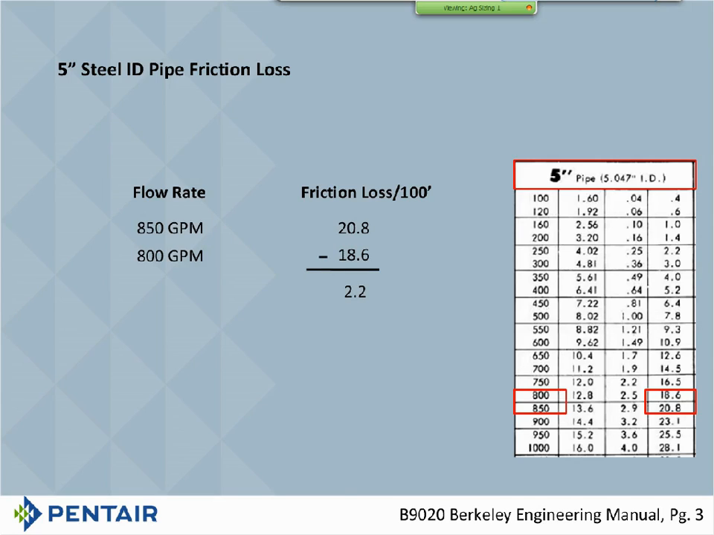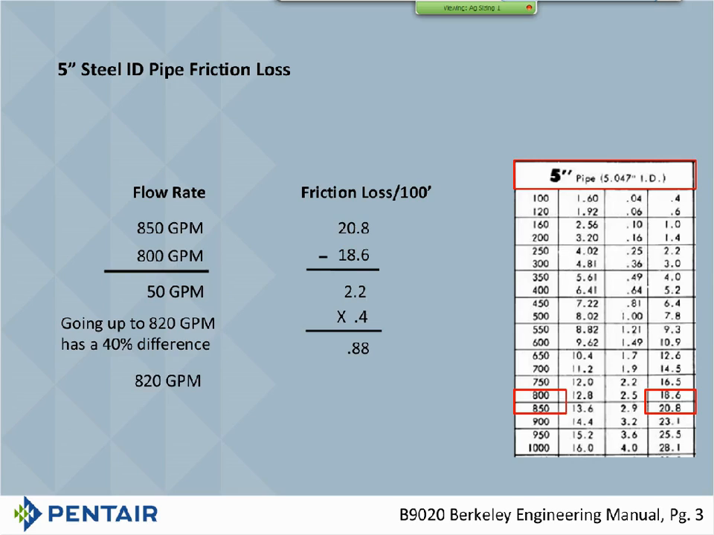And of course, that gives us a 2.2 difference. Now, this time, if we subtract 800 from 850, we find there's only 50 gallons difference between them. So if I want to go to 820 now, that's going to be a 40% raise. So I take 40% times 2.2, I come up with 0.88, add that to my 18.6, and at 820 gallons a minute, I'm going to have 19.48 feet of head loss per 100 feet of pipe.